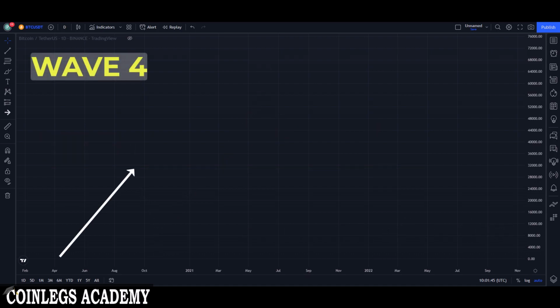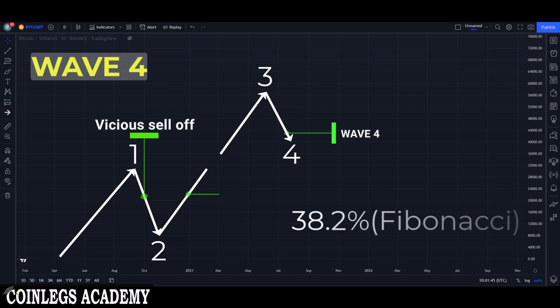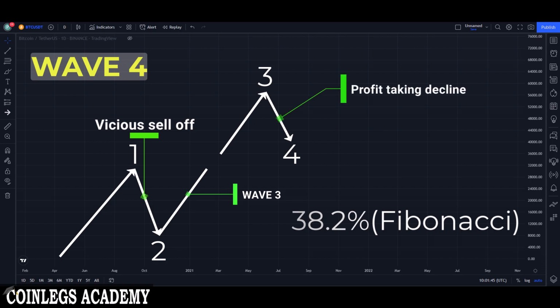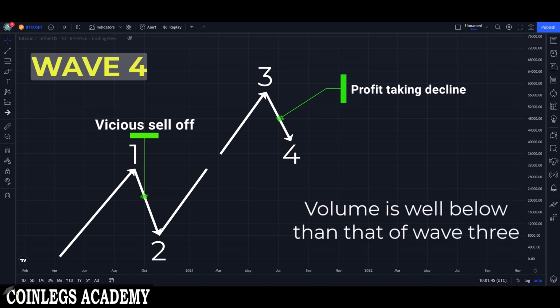Wave 4. At the end of Wave 4, more buying sets in, and price starts to rally again. Wave 4 is typically clearly corrective. Price may meander sideways for an extended period, and Wave 4 typically retraces less than 38.2% of Wave 3. Volume is well below that of Wave 3.